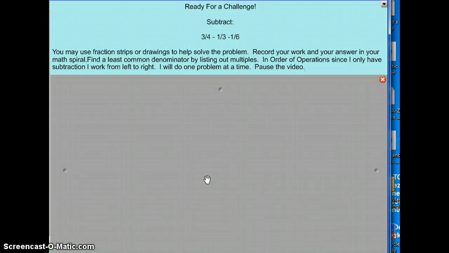Ready for a challenge? I am. 3/4 minus 1/3 minus 1/6. You may use fraction strips or drawings to help solve the problem. Record your work and your answer in your math spiral. Find a least common denominator by listing out multiples. In order of operations, since I only have subtraction, I work from left to right. I will do one problem at a time. For example, I'll do 3/4 minus 1/3, then I will subtract 1/6. Pause the video now.